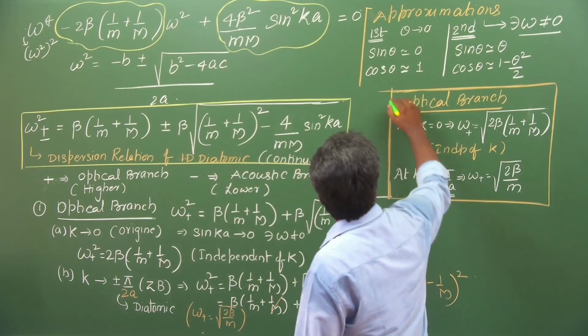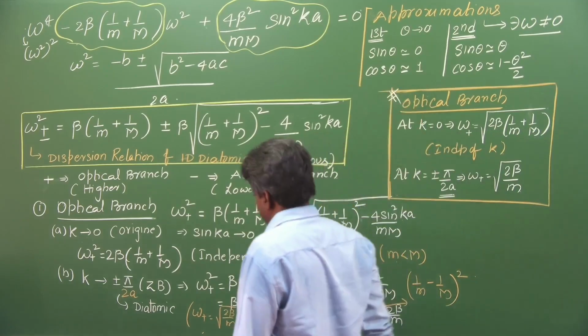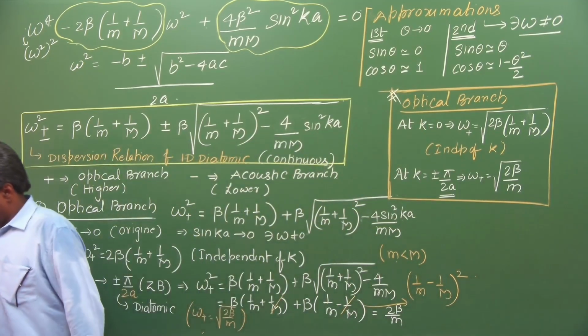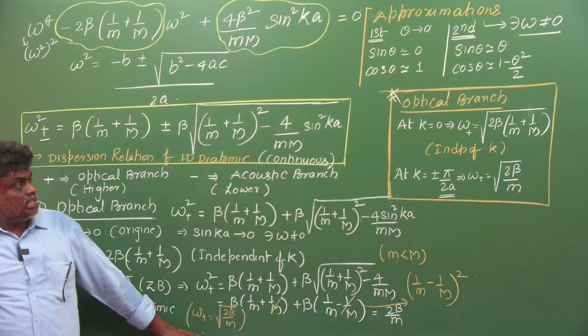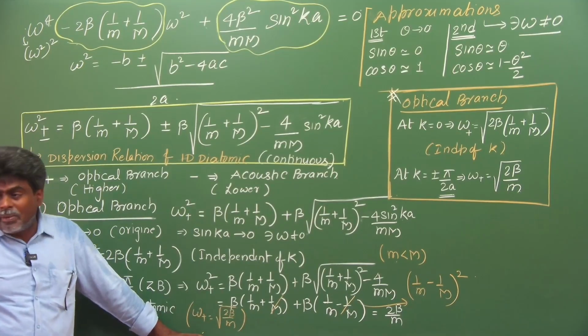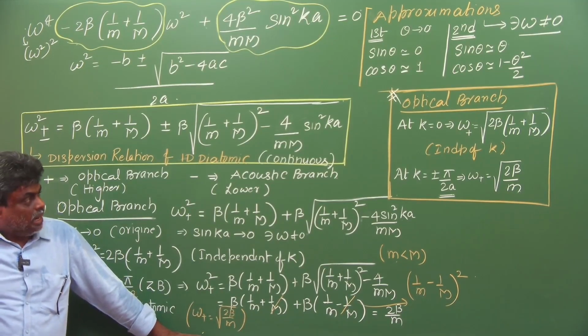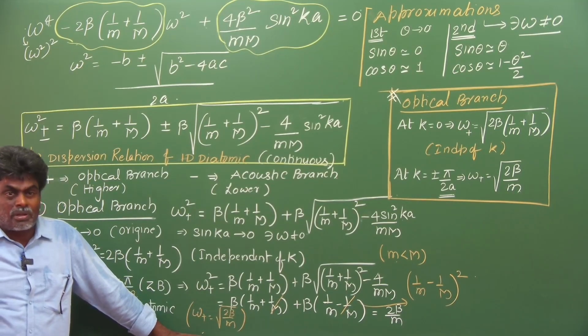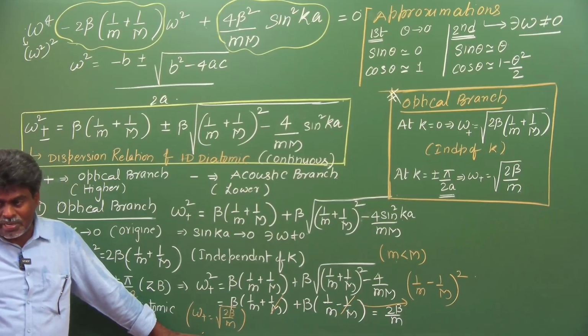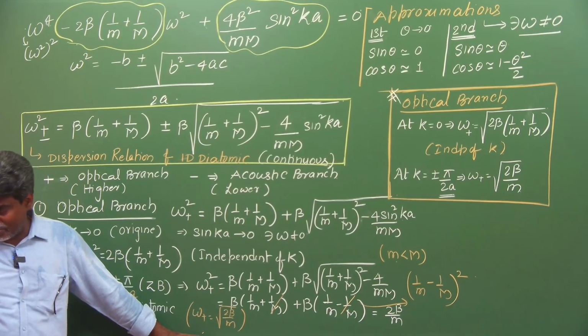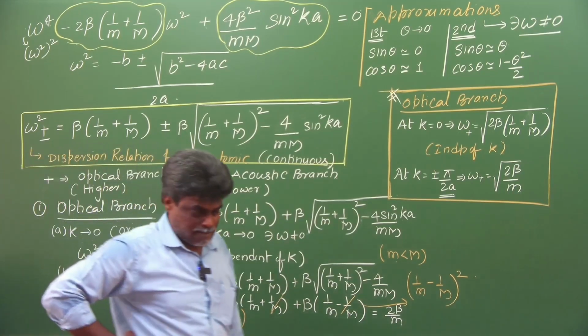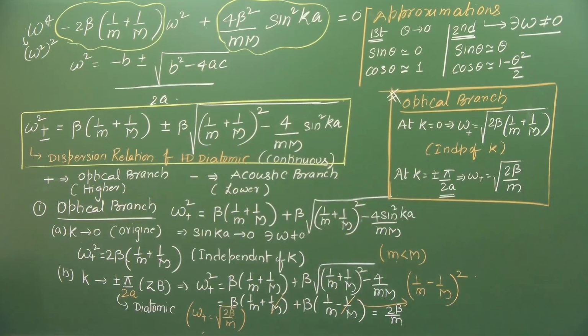Just write the conclusion for the optical branch. So at the origin, we got the frequency independent of k, which is a constant. And at the zone boundary, we got the frequency as under root 2 beta by small m. Just remember that. Ready? Now take the acoustic branch.